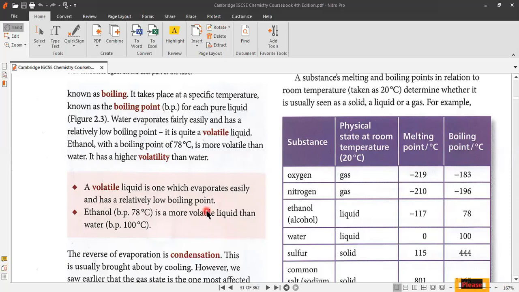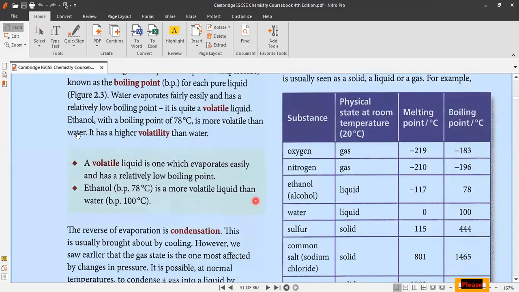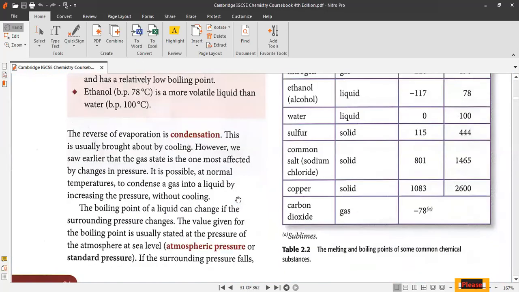Now, the definitions we have done so far are boiling point, volatile, volatility, boiling, but we're going to define boiling again. But before we do that, there are a couple of definitions more that we need to go with. The reverse of evaporation is condensation. This is usually brought about by cooling.